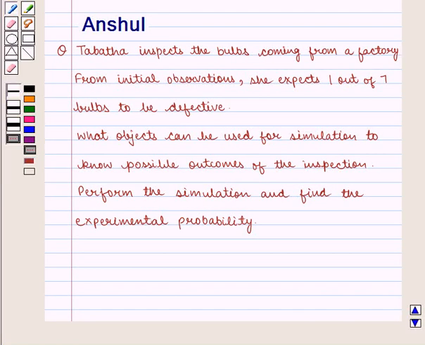In this session, we are going to discuss the following question. Tabatha inspects the bulbs coming from a factory. From initial observations, she expects 1 out of 7 bulbs to be defective. What objects can be used for simulation to know possible outcomes of the inspection? Perform the simulation and find the experimental probability.